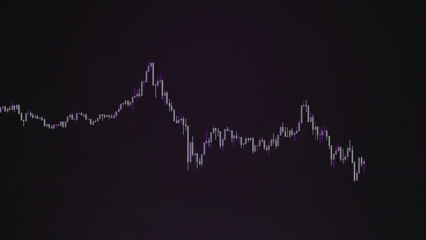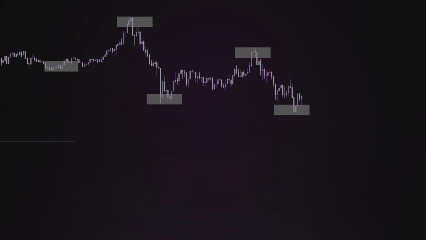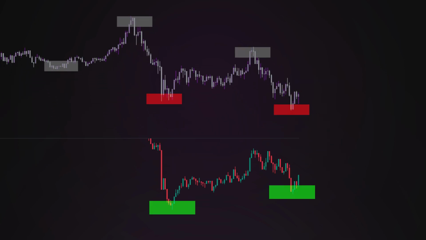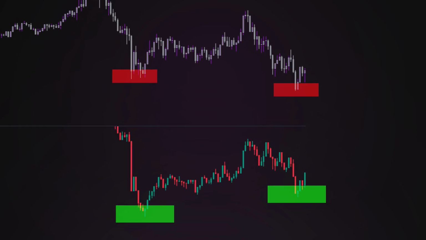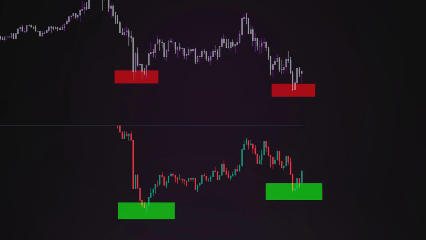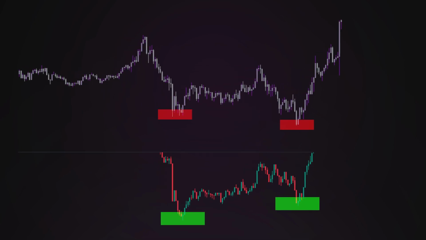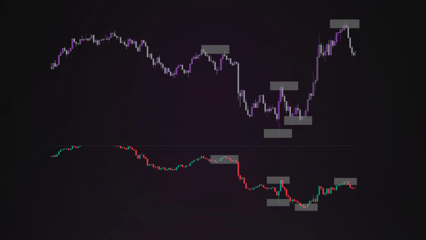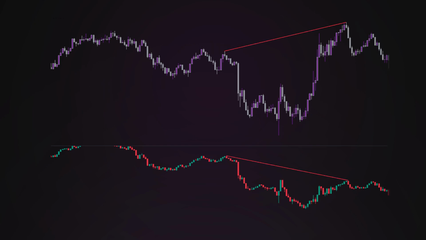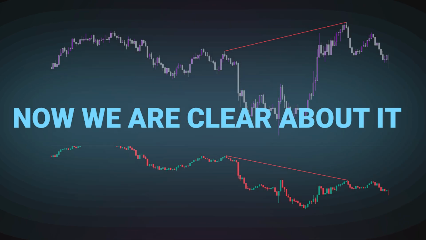Types of delta divergence. Bullish delta divergence: price creates a lower low, but delta rises or forms a higher low. This means that even though the price is falling, sellers are becoming less aggressive and buyers are starting to gain control. Possible reversal to the upside. Bearish delta divergence: price forms a higher high, but delta decreases or forms a lower high. This indicates that even though the price is rising, the declining delta shows weakening buyers and a potential reversal to the downside. Now we are clear about it.